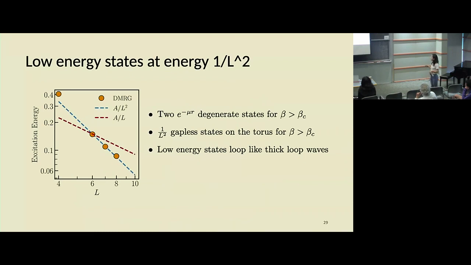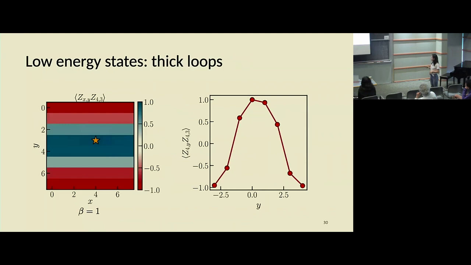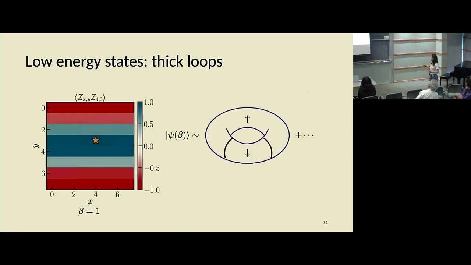So what does that mean? If you look at the ZZ correlation of a spin, on this 8 by 8 torus, you can see that these two strips are very aligned, and then it goes to anti-aligned at the opposite side of the torus. So if you take the torus and draw a thick loop on it, it kind of interpolates between the two, spin down and spin up.